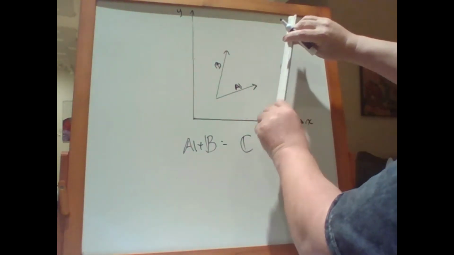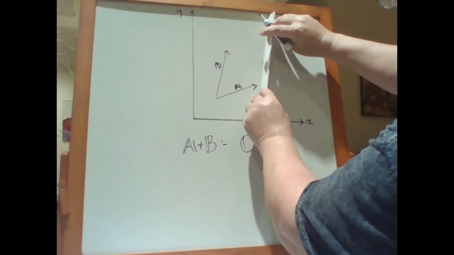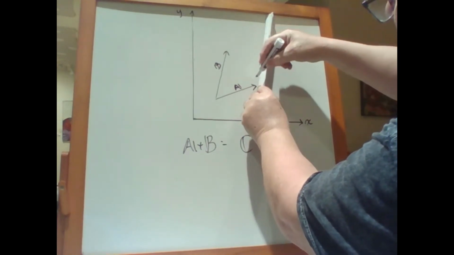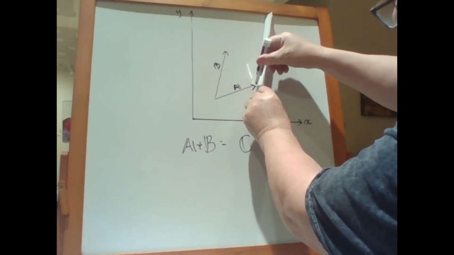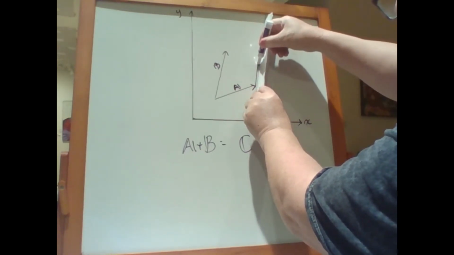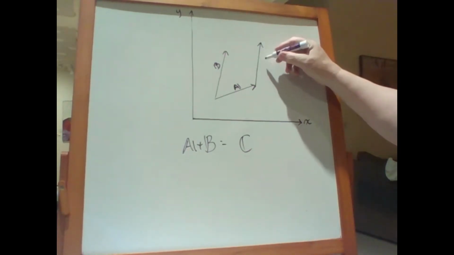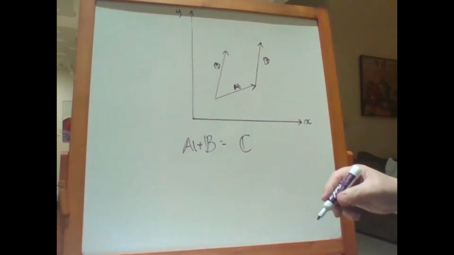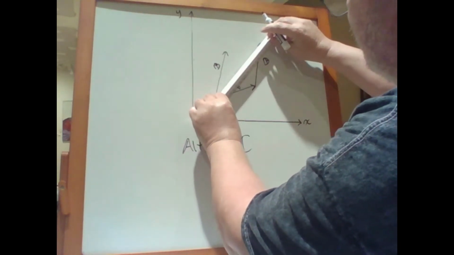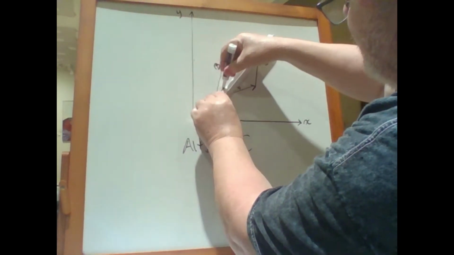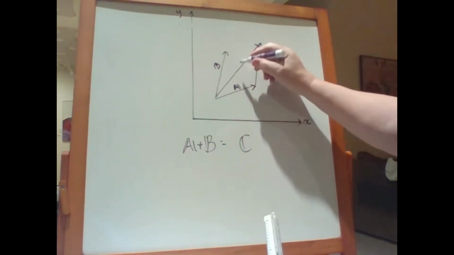So again, we add our vectors by putting the bottom of B to the end of A, and it's got to be in a parallel direction. That's B. And the addition, the resultant vector is in this direction. That's C.